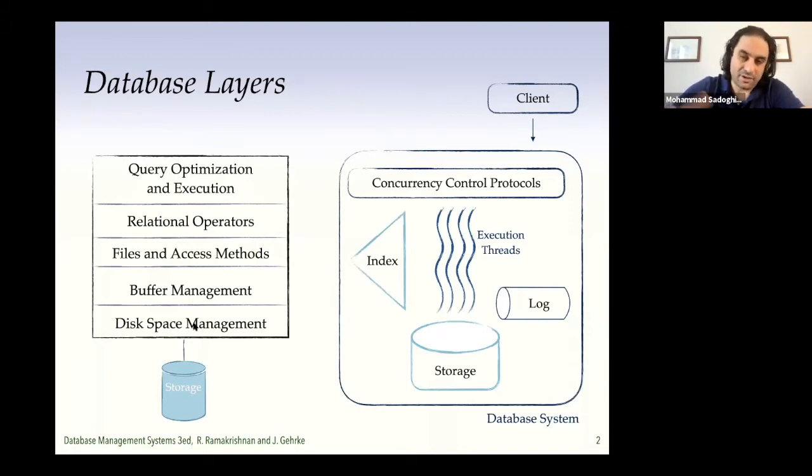Another view of the same thing, architecturally: we have disk management, buffer management, file and access method, relational operator, and query optimization. Relational operator could be just get or put. Files and access method is about our indexes and about how the files are stored on disk. The stuff is stored on the disk, and then it needs to be brought to memory, and that's the job of the buffer management.